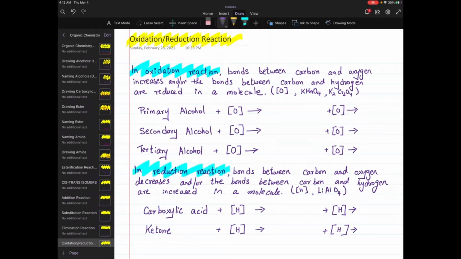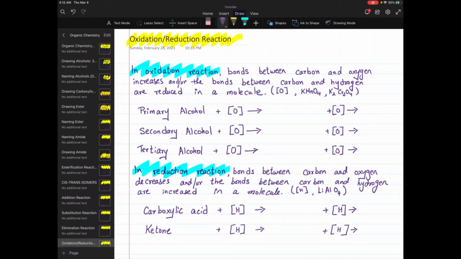All right, so in an oxidation reaction, bonds between carbon and oxygen increase. So the number of bonds between the carbon atom and the oxygen atom in the molecule will increase, and the bonds between carbon and hydrogen are reduced. And that is an oxidation reaction. So that is a general definition, for organic chemistry, of what an oxidation reaction is.